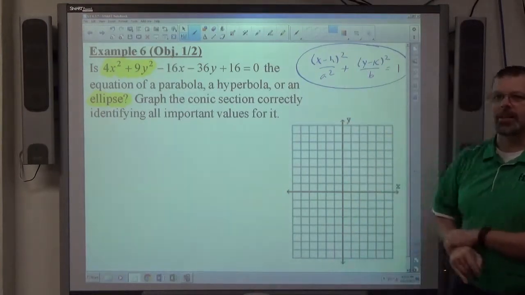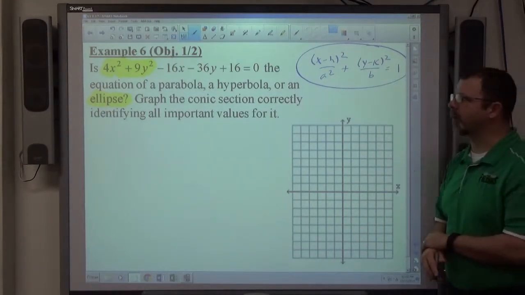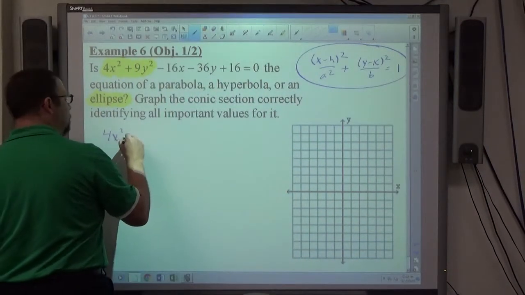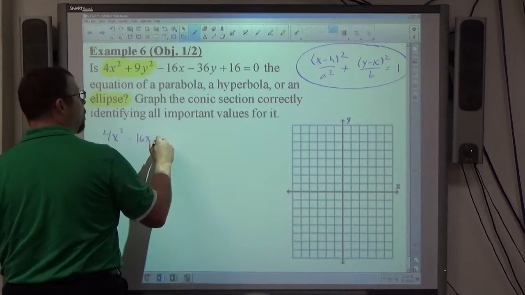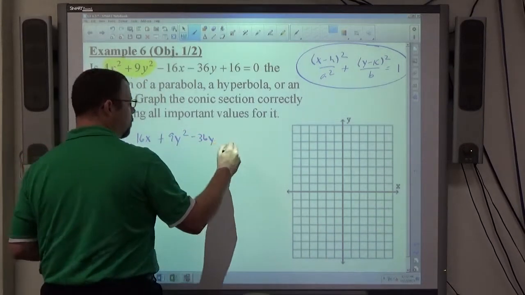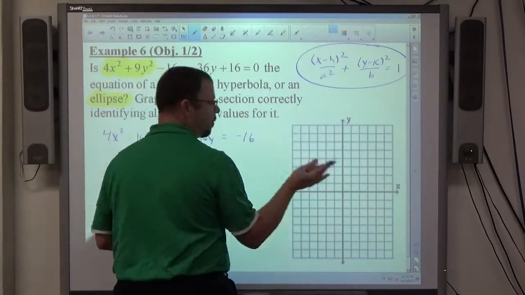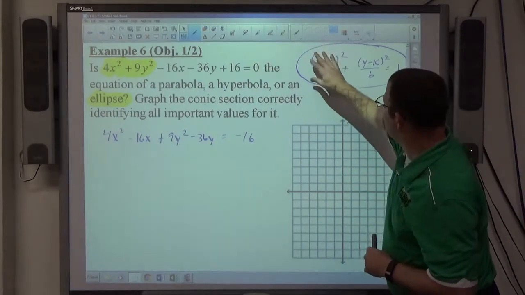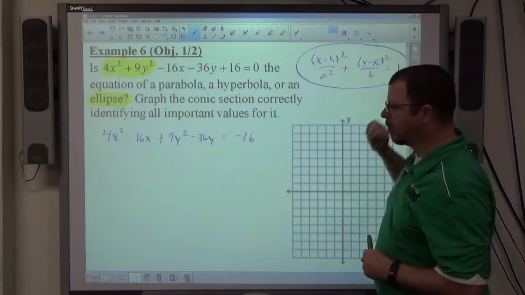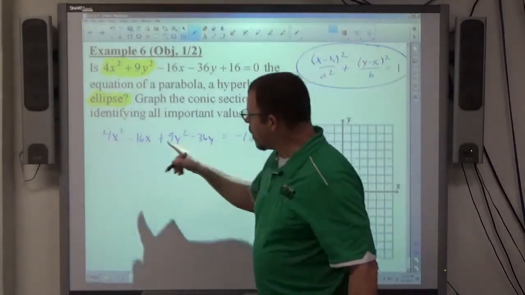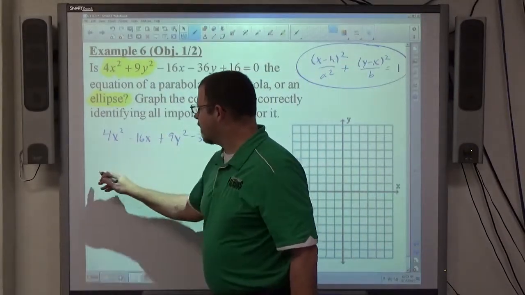That's what we're looking for in standard form. I want to create that standard form from the equation given to me. I'm going to group my x's together first, group my y's together second, and move the constant to the other side. So the first step in getting standard form is to get everything of the same type together where it belongs: something about x plus something about y equals a number.